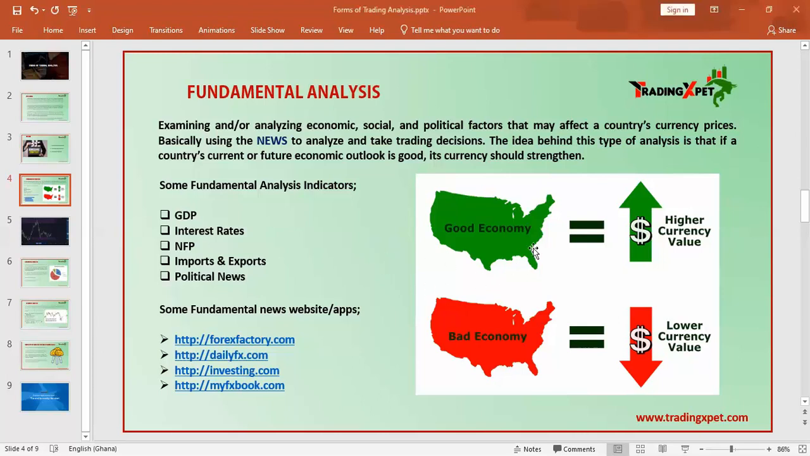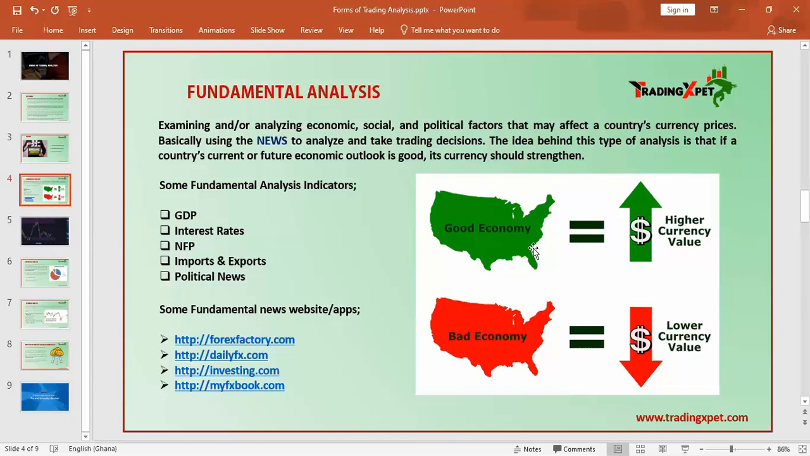Now we also have imports and exports. If a country exports more, it means it generates a lot of revenue, and a lot of foreign exchange comes in. And that also increases the value of that country's currency. Now in Ghana here, we do more of imports, so that is also something that is affecting our currency because we import more than we export. But if it's the other way around, then our currency value will be increased.